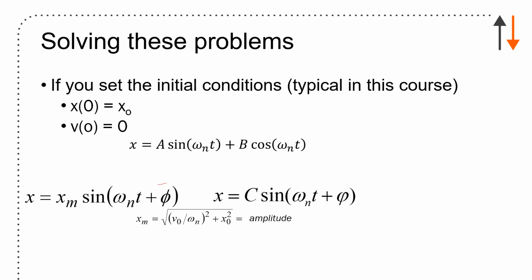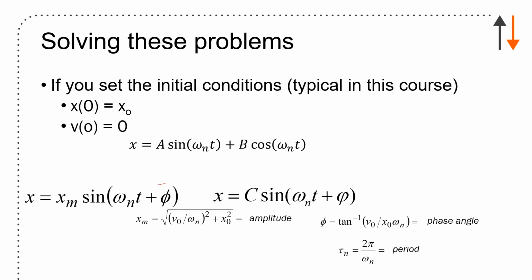You also can have solutions that look like this, where you say x is equal to x_m sine omega_n t plus phi, or x is equal to x_m cosine omega_n t plus phi. And x_m is just going to be the amplitude that you calculated in the previous part. So there's no real challenges to these problems. You're going to get used to them. You'll see a lot of them. But the really important thing is that you start to practice them.